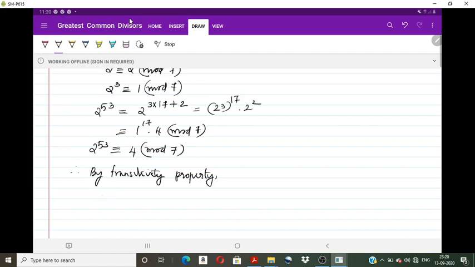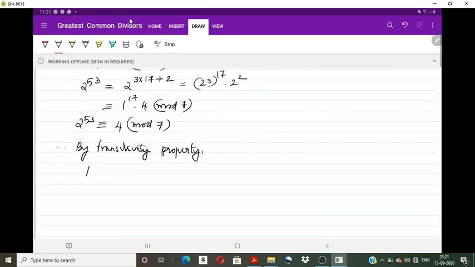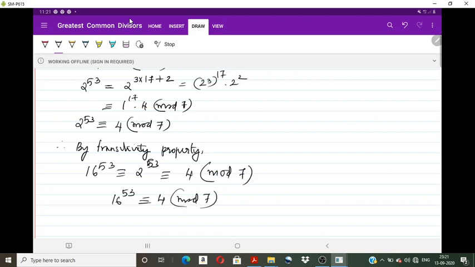we have 16 raised to 53 is congruent to 2 raised to 53, which is congruent to 4 modulo 7. So we have 16 raised to 53 is congruent to 4 modulo 7. That is, 4 is the remainder obtained when 16 raised to 53 is divided by 7.